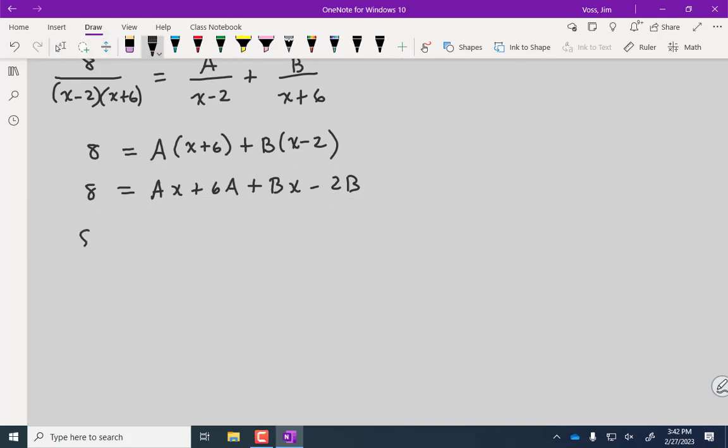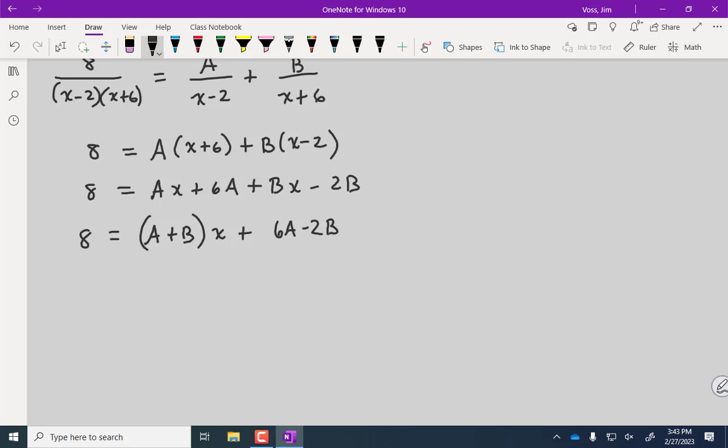And I'm going to rewrite the right-hand side so that it looks a little bit more like a polynomial. So, on the left, we have a polynomial. On the right, we have a polynomial. Two polynomials are equal if and only if the coefficients match.